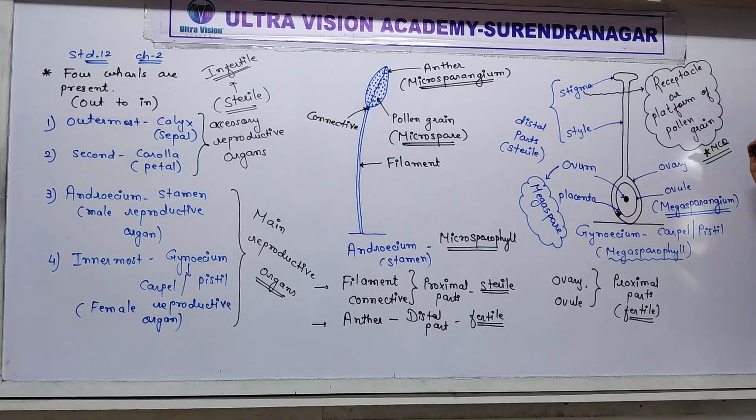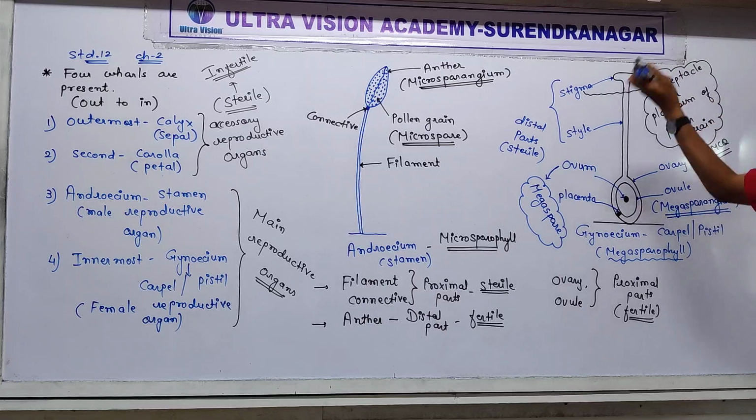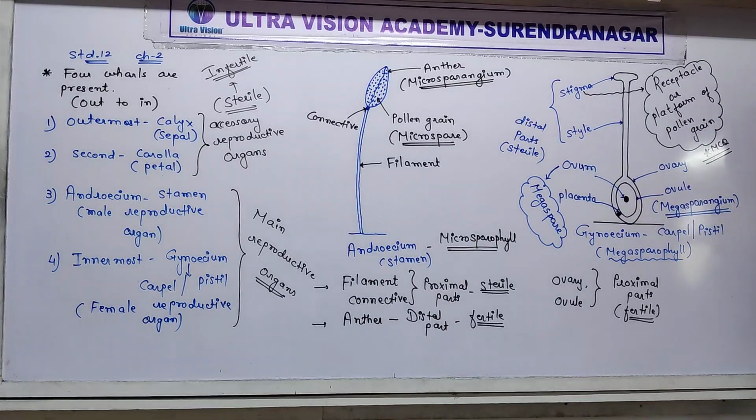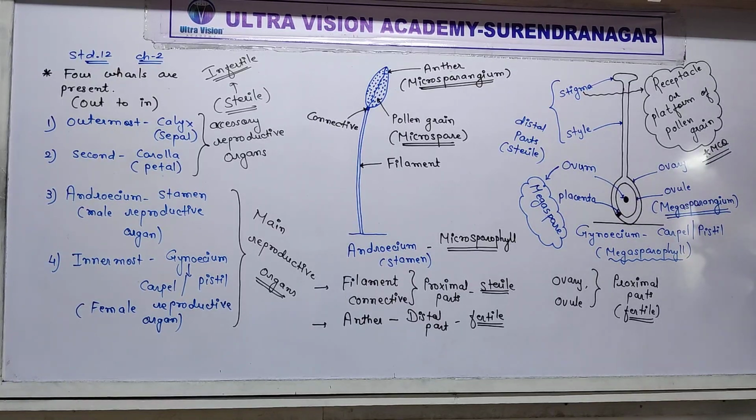But a filament is in the dotted manner connected to the thalamus. Thalamus is nothing but receptacle. Thalamus is receptacle of flower, on which all the walls are arranged in the cyclic manner. All the walls are arranged in the cyclic manner.